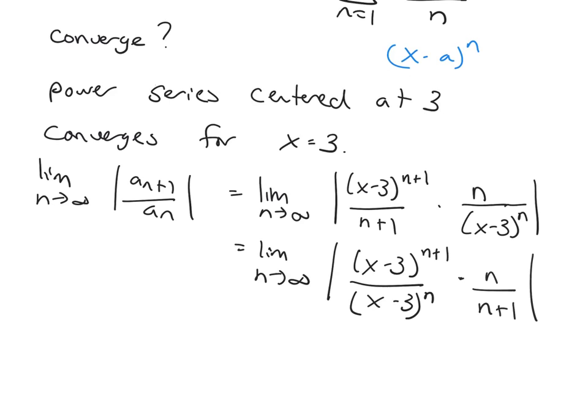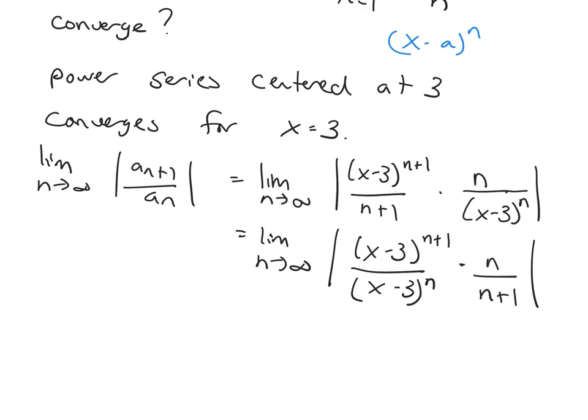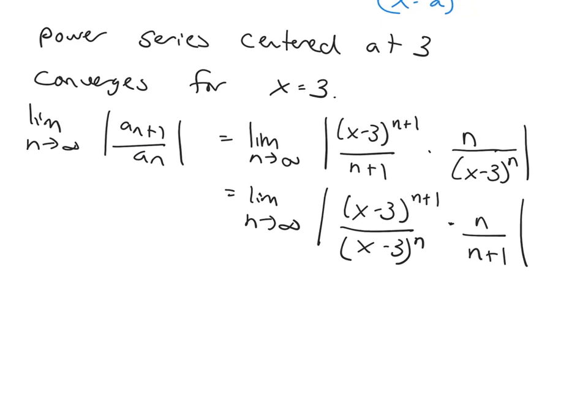And always with the ratio test, we want to simplify. What could I simplify? Can you divide up the n's on the second term? Yeah, we have to be careful because of this plus 1. If it was flipped, we could divide. But because of this plus 1, we can't divide. We can pull out an x minus 3 though. So let's pull out an x minus 3.